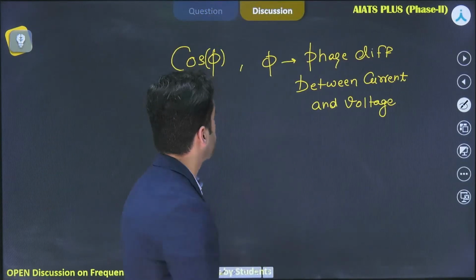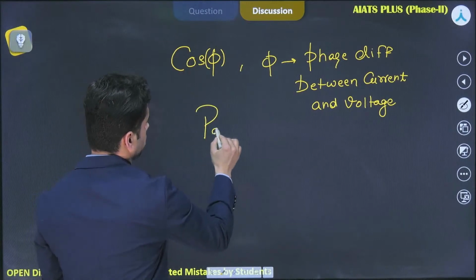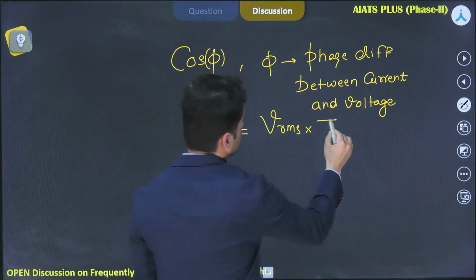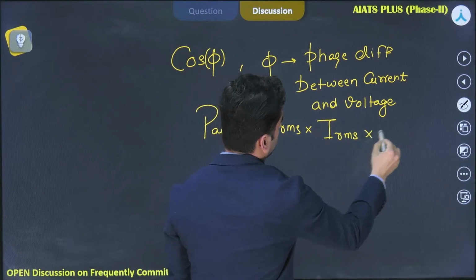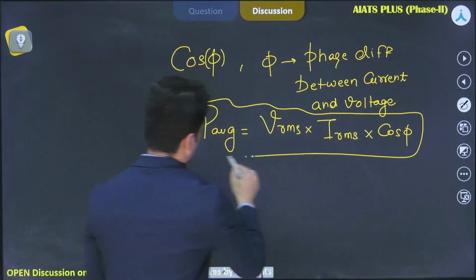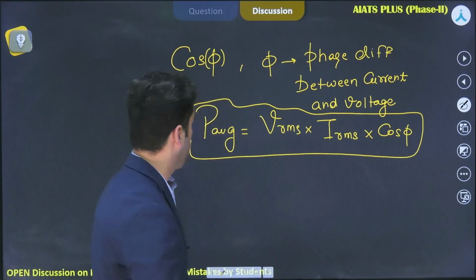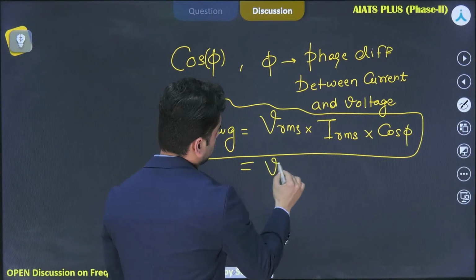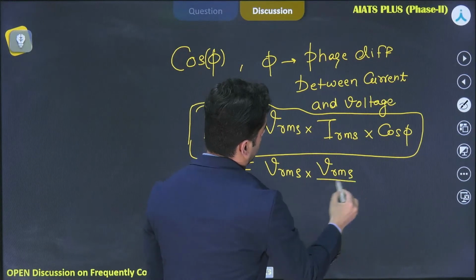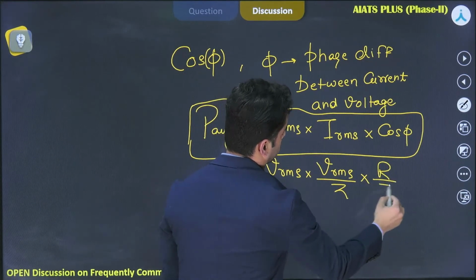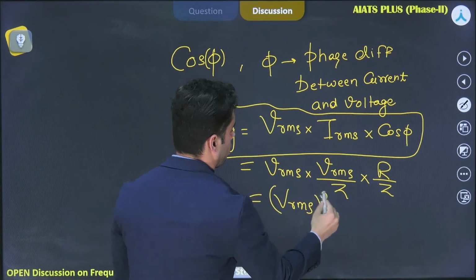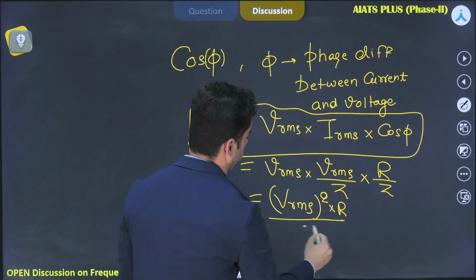Anyone? P average? Okay, I'll write the formula for you. Average power, it is a very standard expression. It is equal to VRMS into IRMS into cos phi. And if IRMS is not given, you can modify this formula. In place of IRMS, you write VRMS over the impedance, and cos phi again becomes R by Z. So it is coming out to be equal to VRMS square into R by Z square.